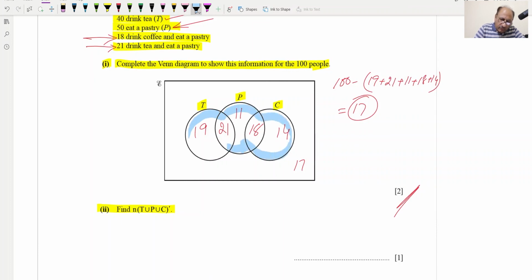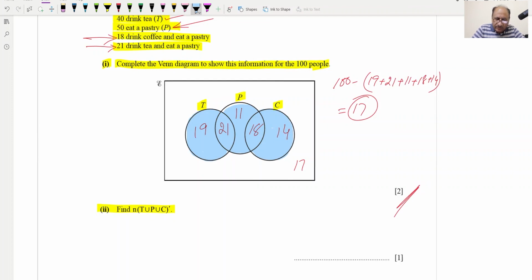So we have to take the complement, meaning we will not be taking this shaded portion. If we are excluding this shaded portion from the universal set, then what will be our remaining part? I'm explaining this second part, and this is saying T union P union C complement. How many people will be there for that one?